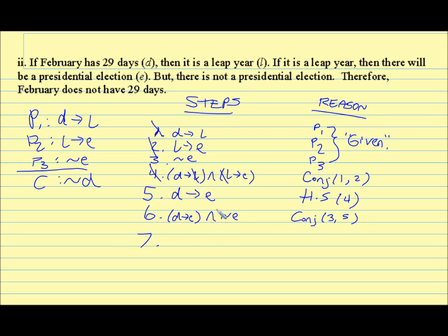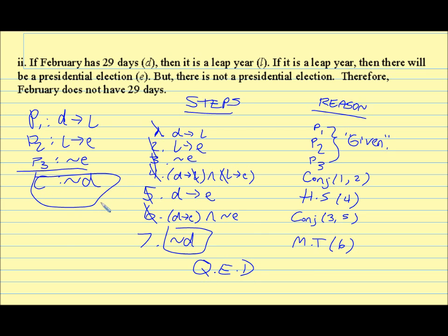And then that pattern right there forms the argument of modus tollens, since we have a conditional and then the negation of the consequent. So based on modus tollens, we can infer the negation of the antecedent, not D. And that's your answer. We used everything. Everything's crossed out. We've arrived at the conclusion that we wanted to arrive at. So we've proven with a two-column proof that it's a valid argument.